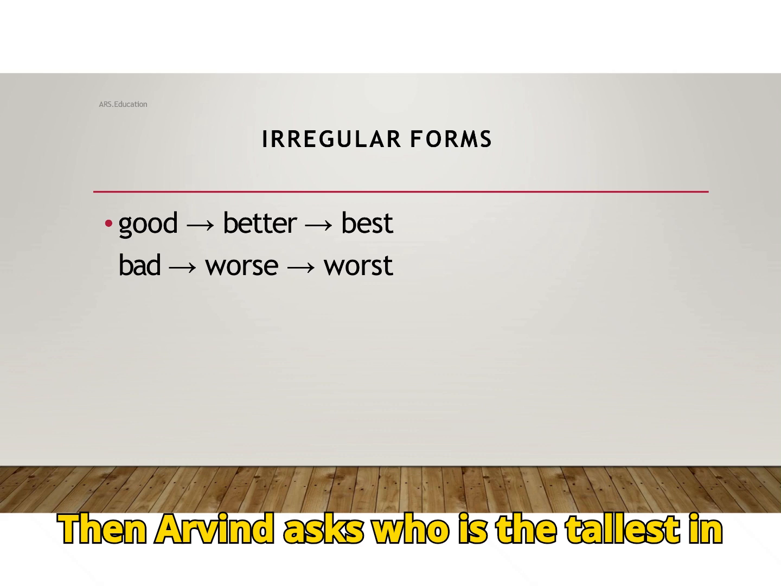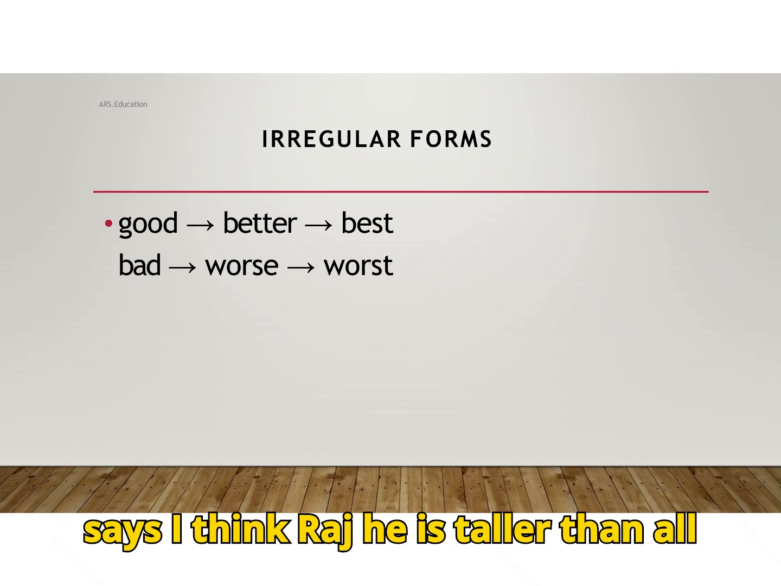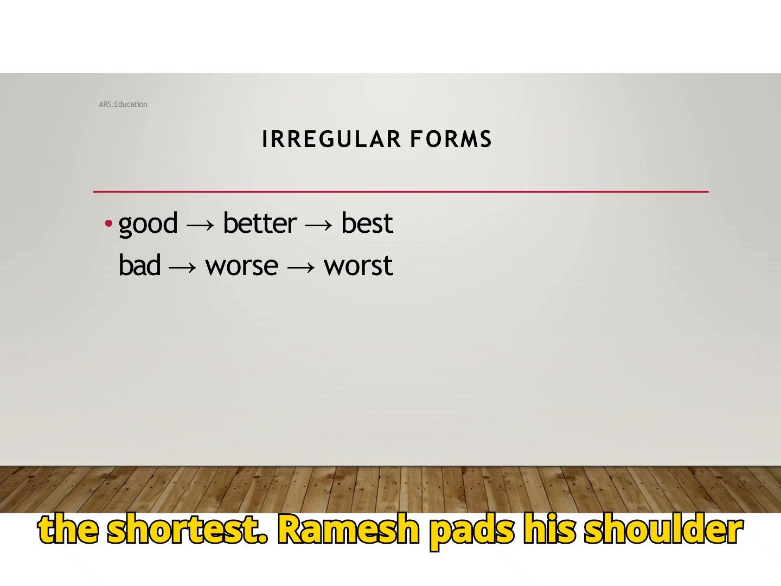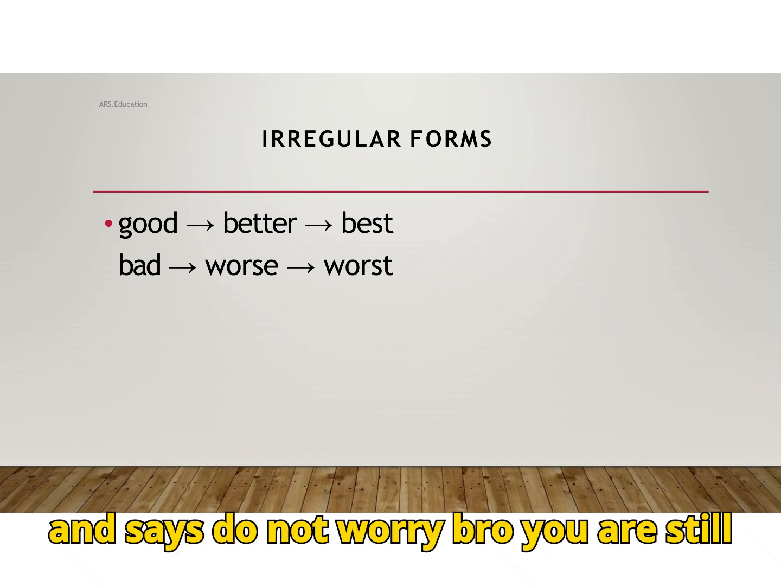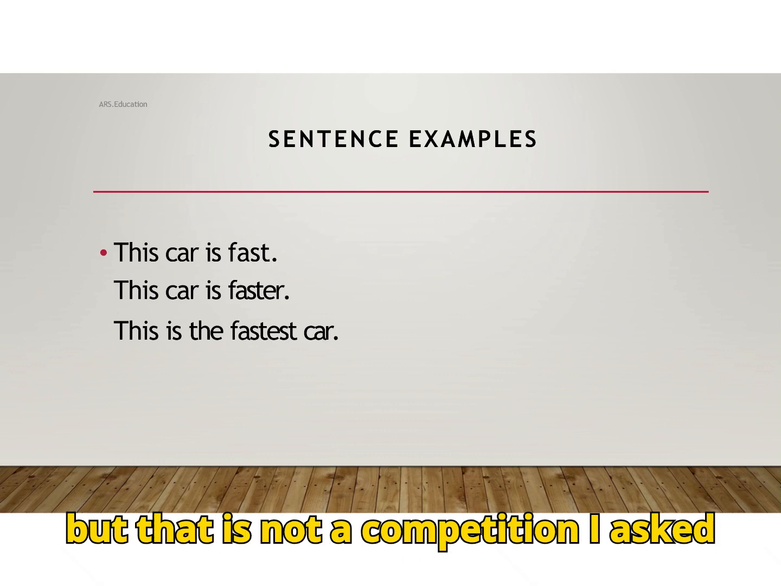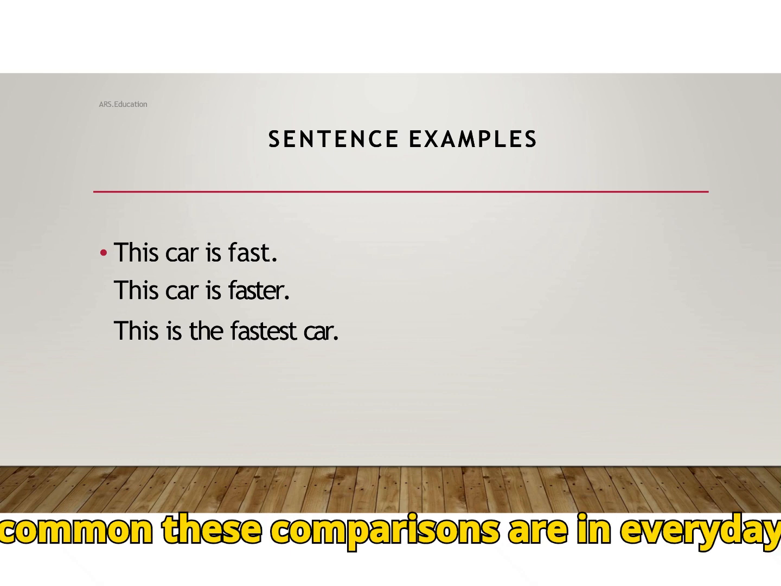Then Arvind asks, "Who is the tallest in our group of friends?" Ramesh thinks and says, "I think Raj. He is taller than all of us." Arvind sighs and says, "And I am the shortest." Ramesh pats his shoulder and says, "Do not worry, bro, you are still the cutest." Arvind laughs and says, "Thanks, but that is not a competition I asked for." You can hear how natural and common these comparisons are in everyday talk.